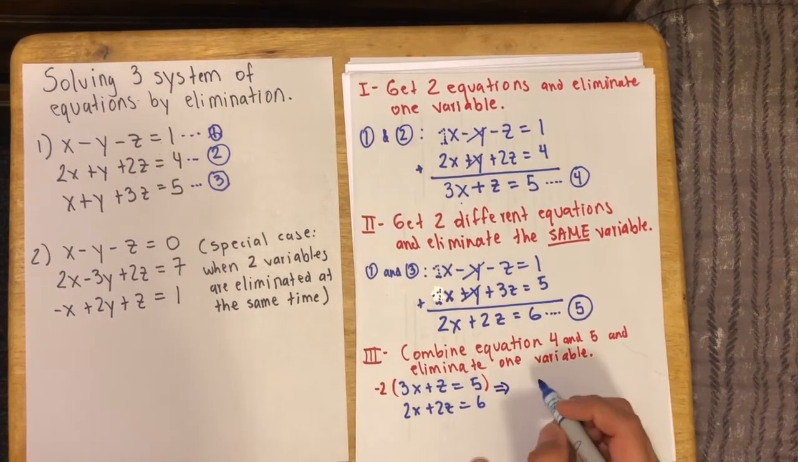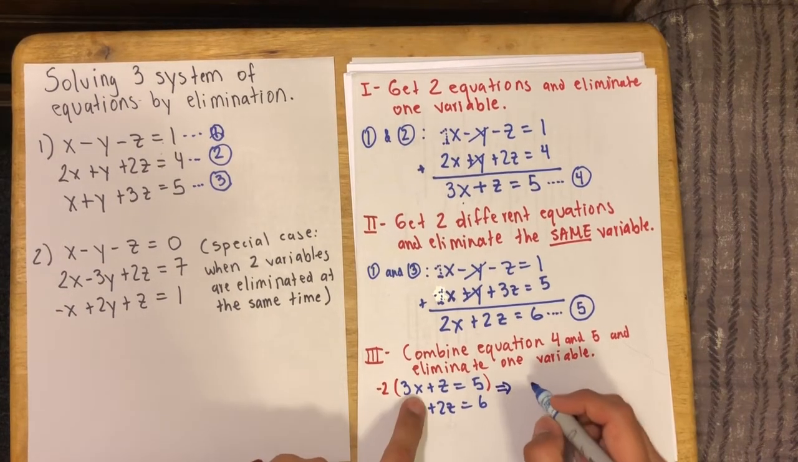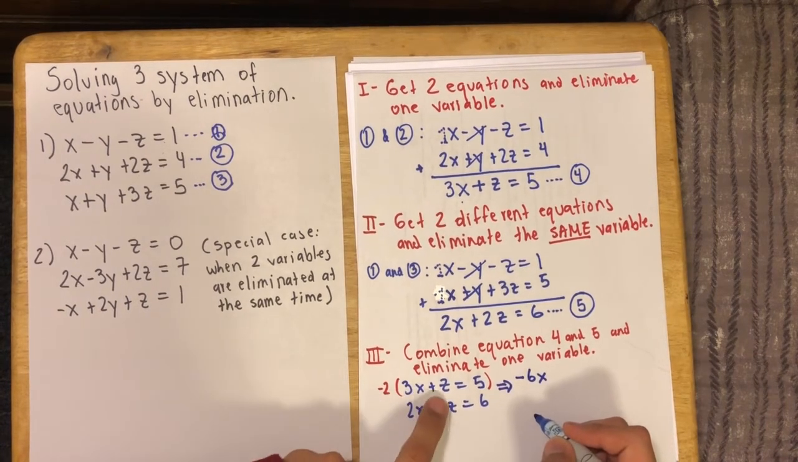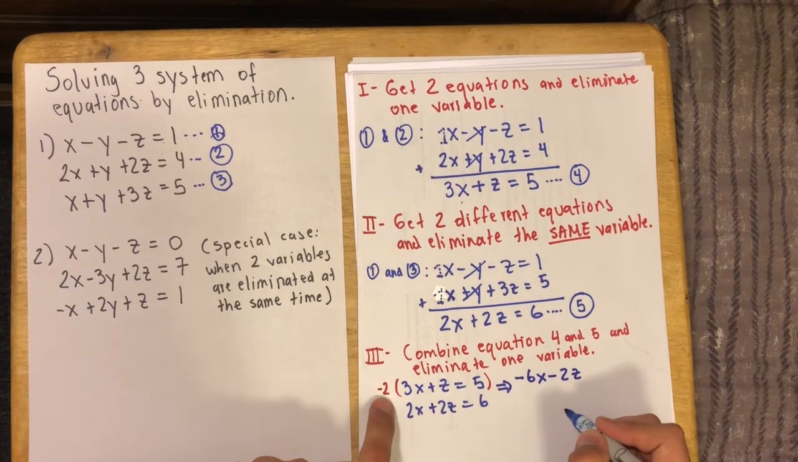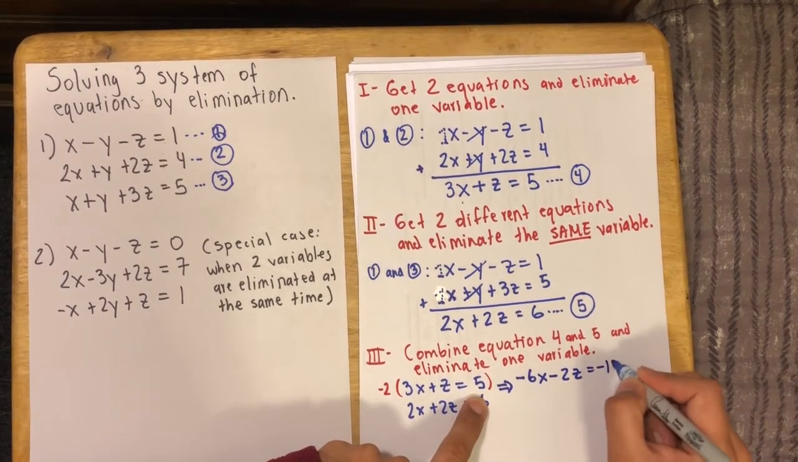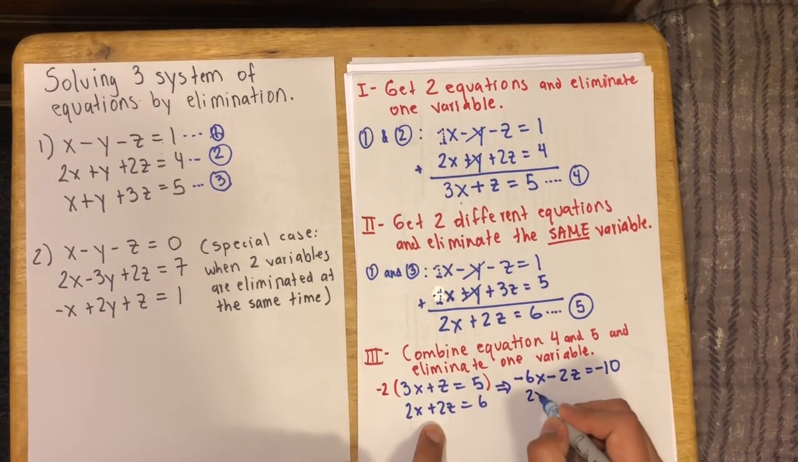So that will become, negative 2 multiplied by 3x. Negative times positive will give me a negative 6x. And then negative 2 times z is minus 2z. And then negative 2 multiplied by 5 will give me minus 10. And then rewrite that as equation 5.